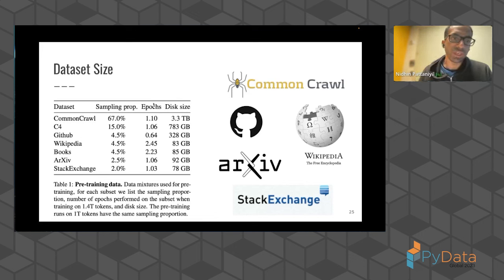And if you notice also here, because of the size of the data set, the model only goes through the data set not even one time. So it goes through Wikipedia about 2 times, but for other data sets, it's only a factor of 1.